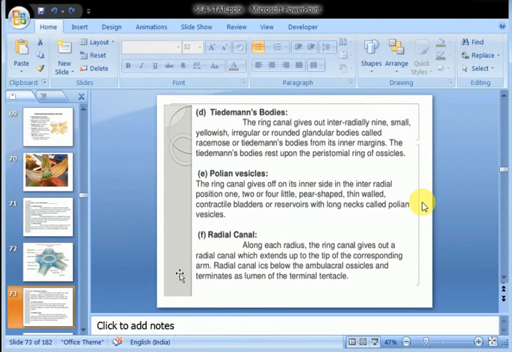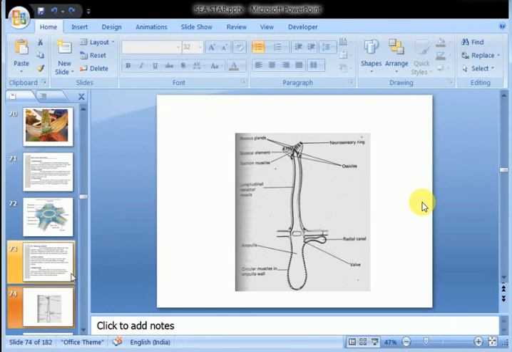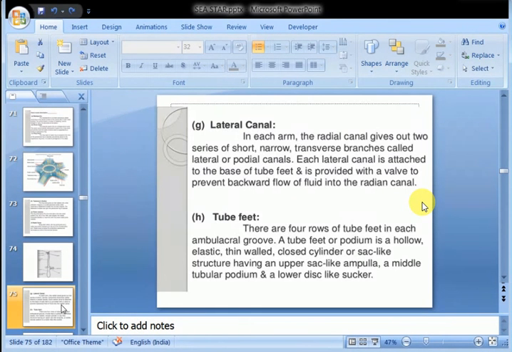Next, we have the radial canal. We have seen the structure of the radial canal here. Now we come to the lateral canal. So in each arm, the radial canal gives out 2 series of short, narrow, transverse branches called lateral canals or podial canals. Each lateral canal is attached to the base of the tube feet, and it is provided with a valve to prevent backflow of fluid into the radial canal. Next part is the tube feet.